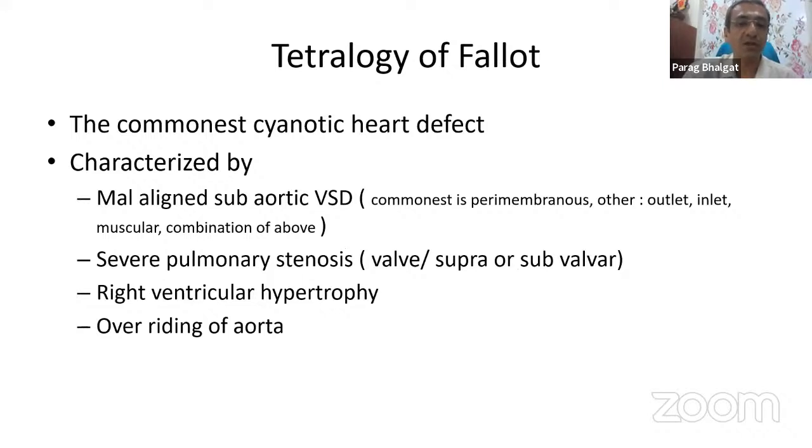Tetralogy means 4 things. It was described by Fallot and consists of malaligned subaortic VSD. VSD most common is perimembranous, but we can say outlet, inlet, muscular, or any combination of above, or we can have multiple VSDs in this setting. It is associated with severe pulmonary stenosis. It can be valvar, supravalvar, subvalvar, or all three places. Right ventricular hypertrophy and overriding of aorta.